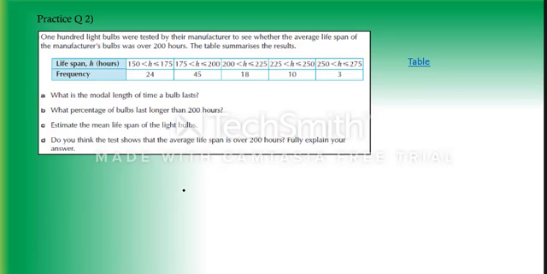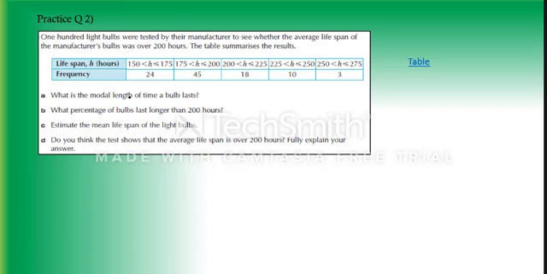Alright, let's look at another example. 100 light bulbs were tested by their manufacturer to see whether the average lifespan of the manufacturer's bulbs was over 200 hours. The table summarizes the results. So we have one column with the lifespans of the bulbs, and the second column has the frequency, the number of bulbs which had that lifespan. Let us look at the different parts of the question.